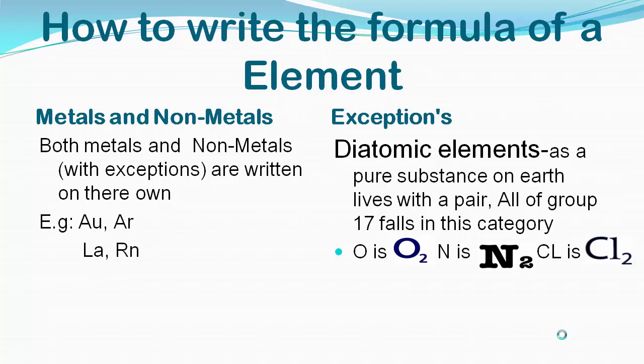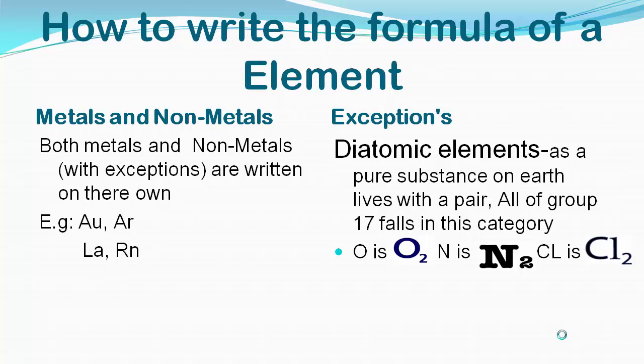So, how do you write a formula of an element? Element, we're talking about now just regular, how it looks on the periodic table. So, when we're talking about metals and nonmetals in general, we just write it. How does Au, which is I believe gold, look on its own? You just write it as Au. And let's say Ar, which is number 18 on the periodic table, which is argon, you just write it Ar, and so on and so forth.